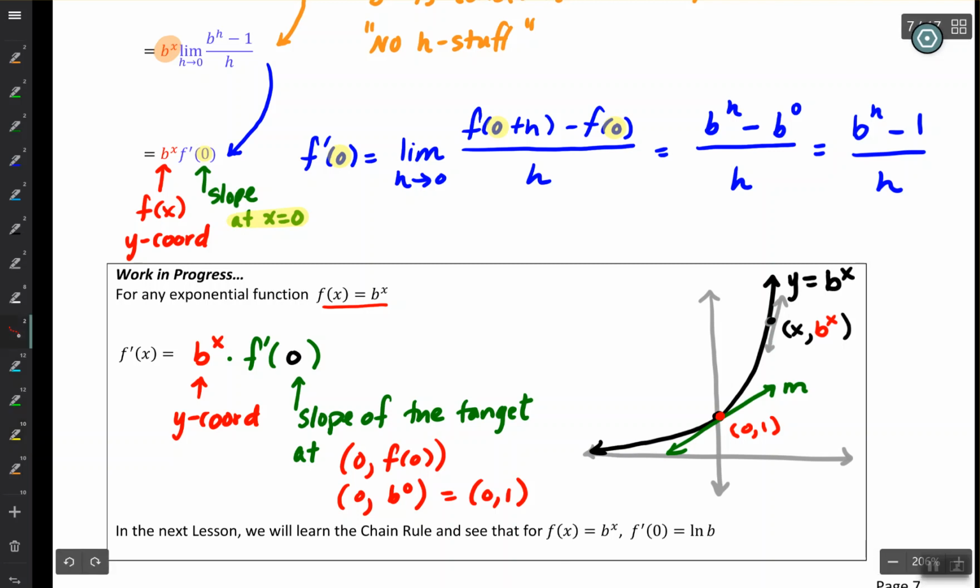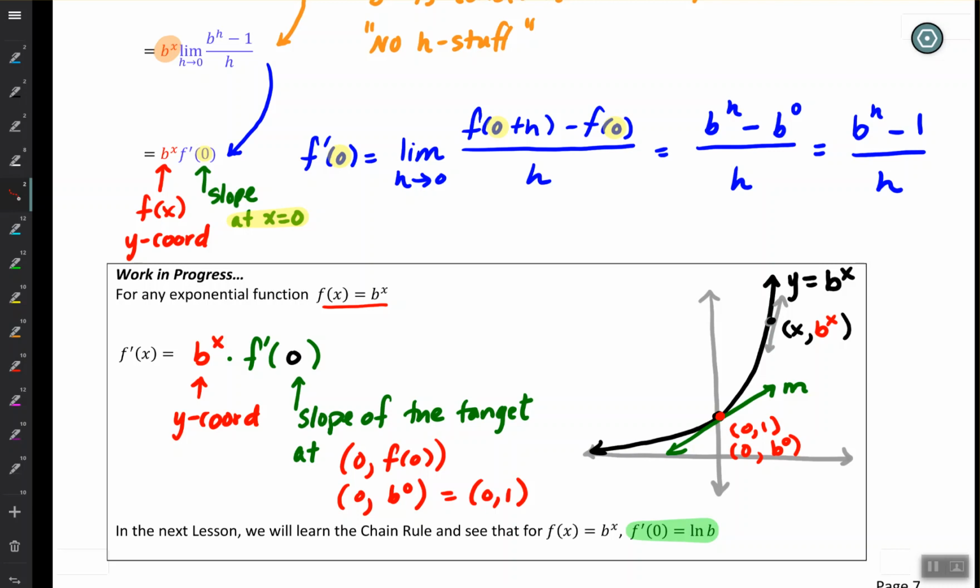Right, so this is again a work in progress. We're going to be able to figure out in our next lesson using chain rule that for any exponential function b to the x, the slope of the tangent line at the point 0, b to the 0, which is the point 0, 1, ends up being the natural log of the base. But we're not ready to actually prove that. So this is a work in progress.